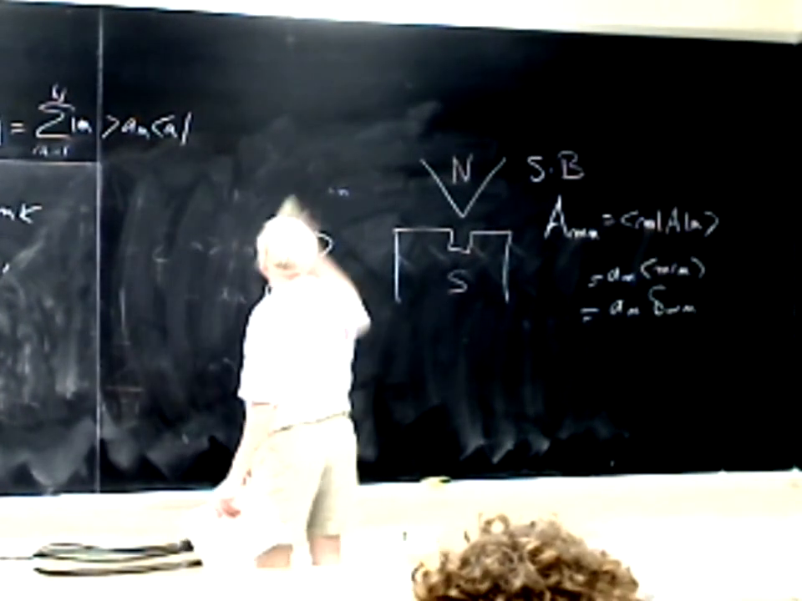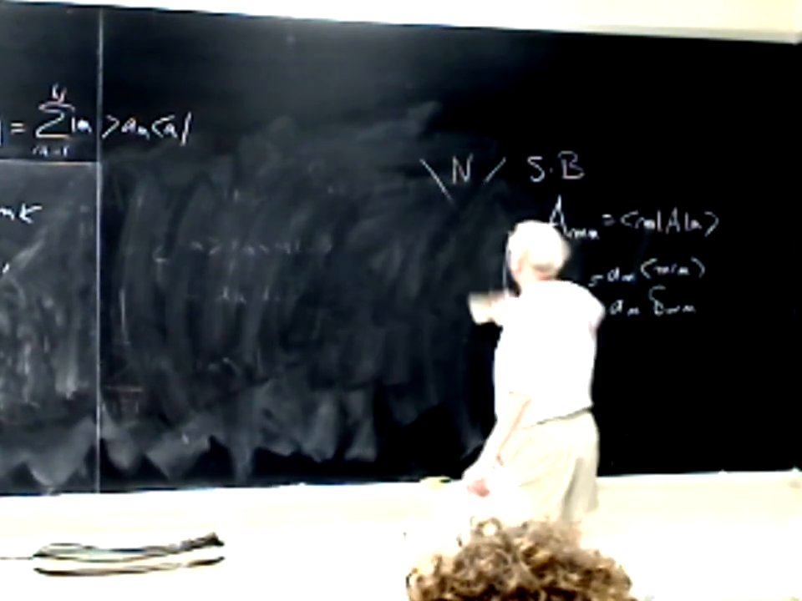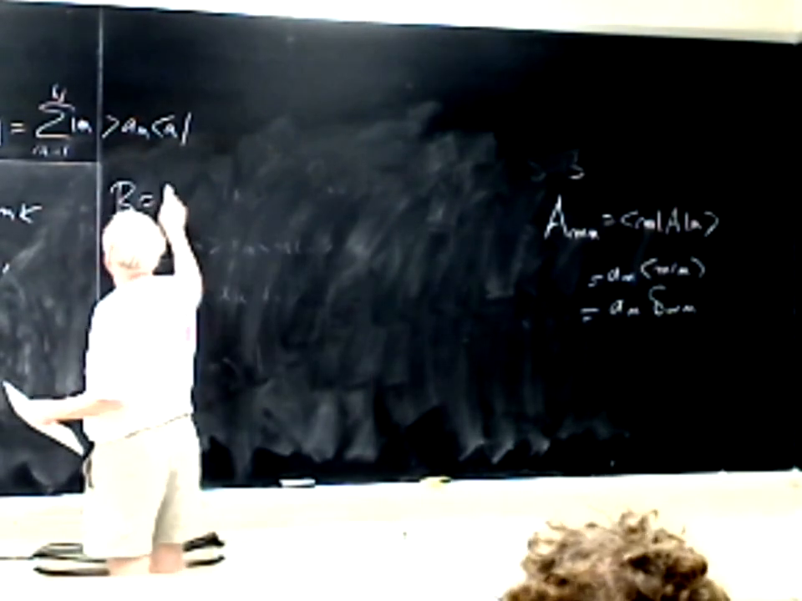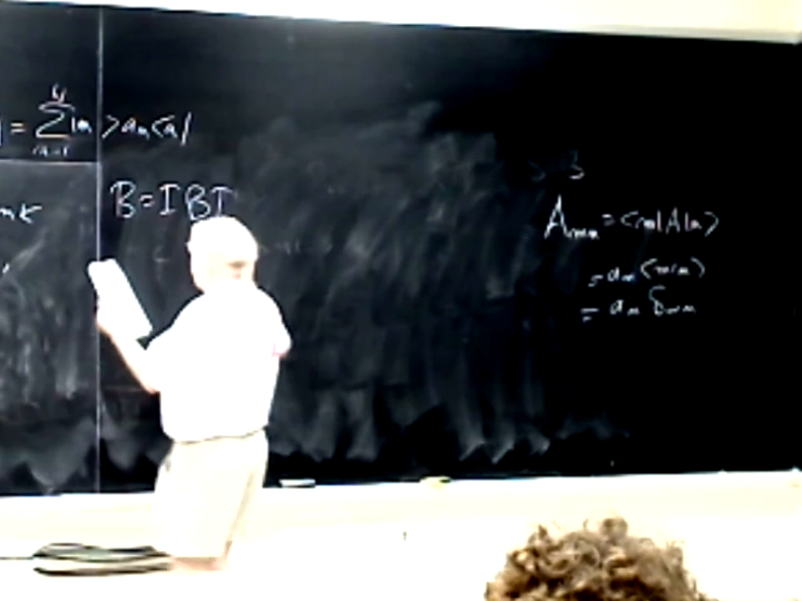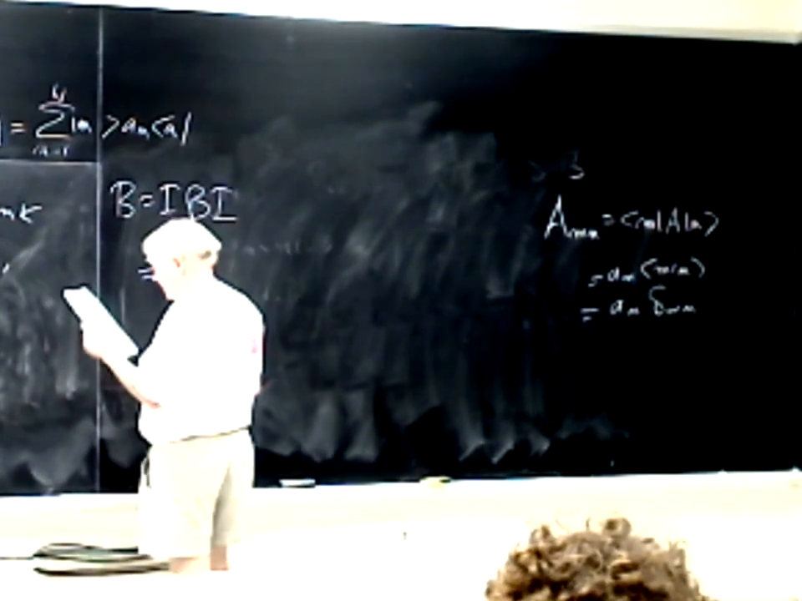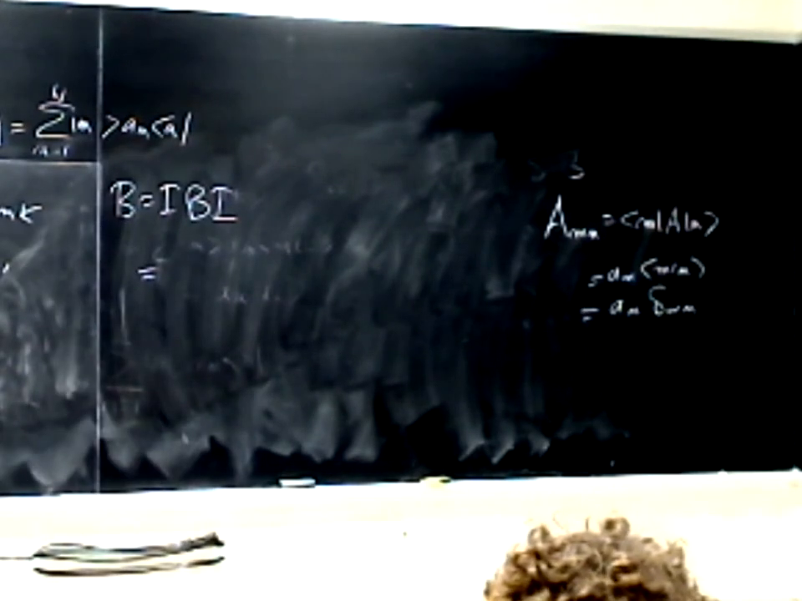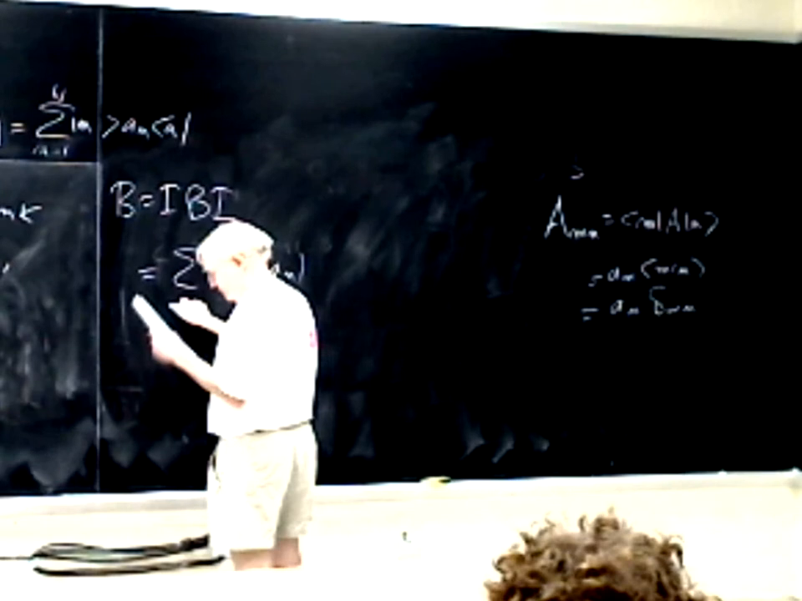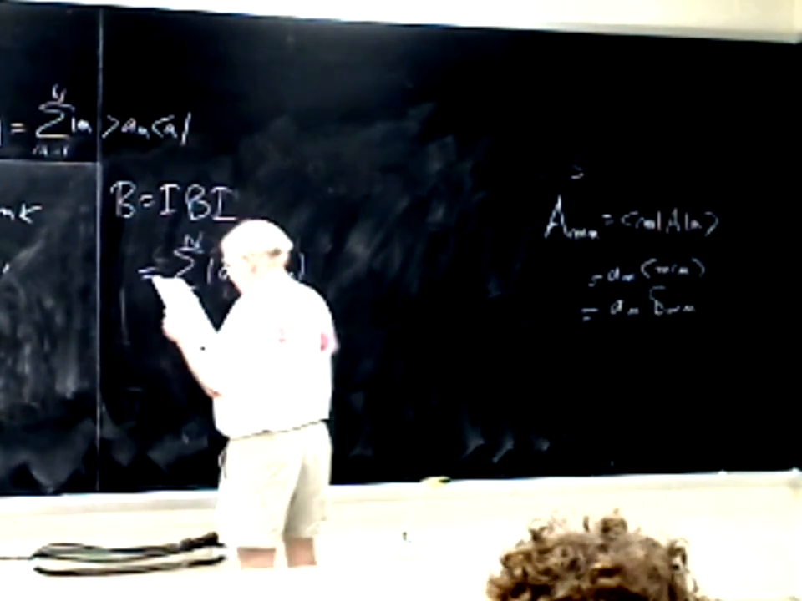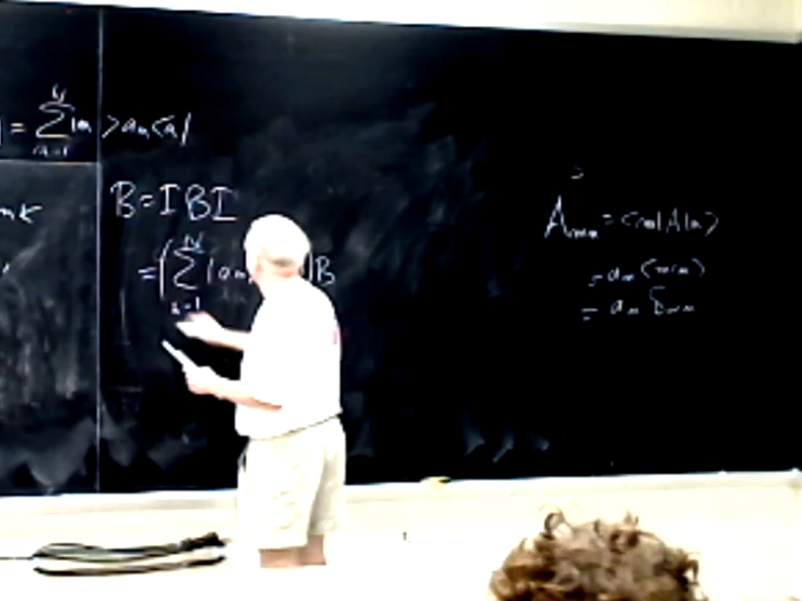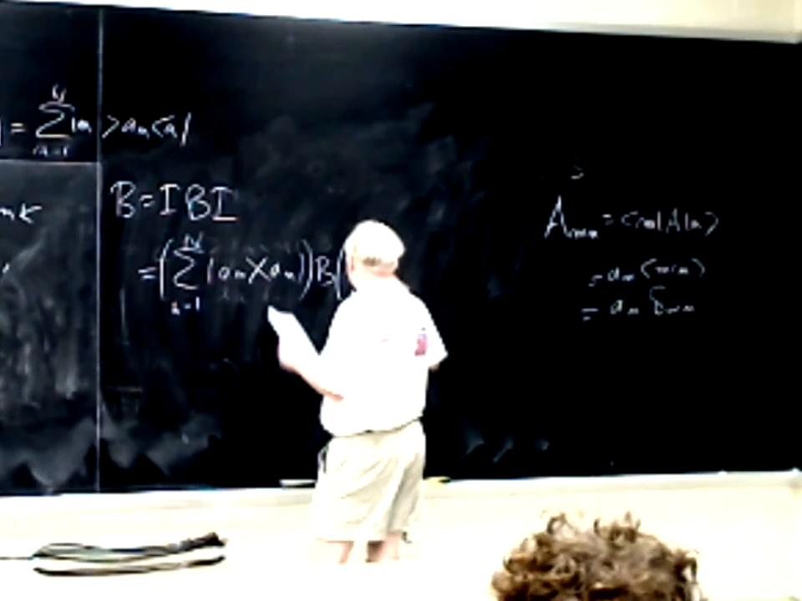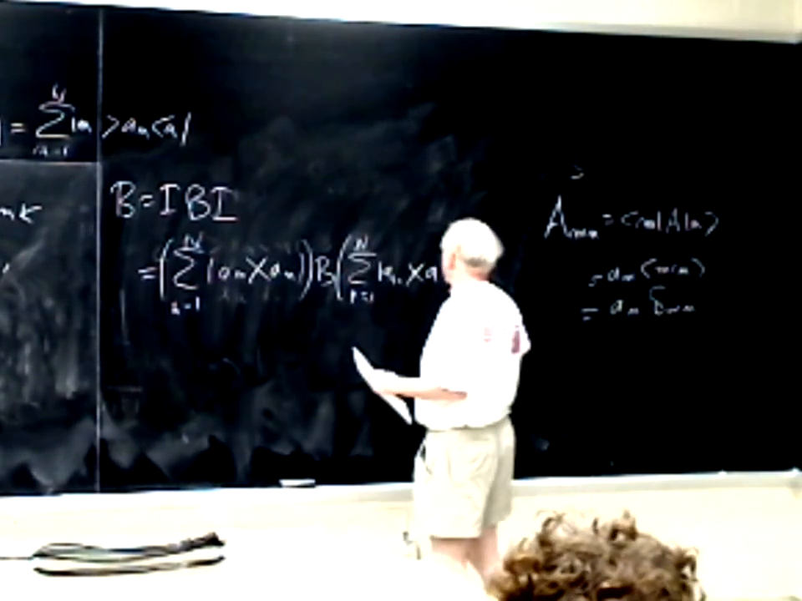So now we can write B in a nice way. We can say B is the identity operator times B times the identity operator, and the identity operator can be written as just the sum of the outer products of the eigenstates of A. So this is the sum over n equals 1 to N of |a_n><a_n| B, sum over k equals 1 to N of |a_k><a_k|.